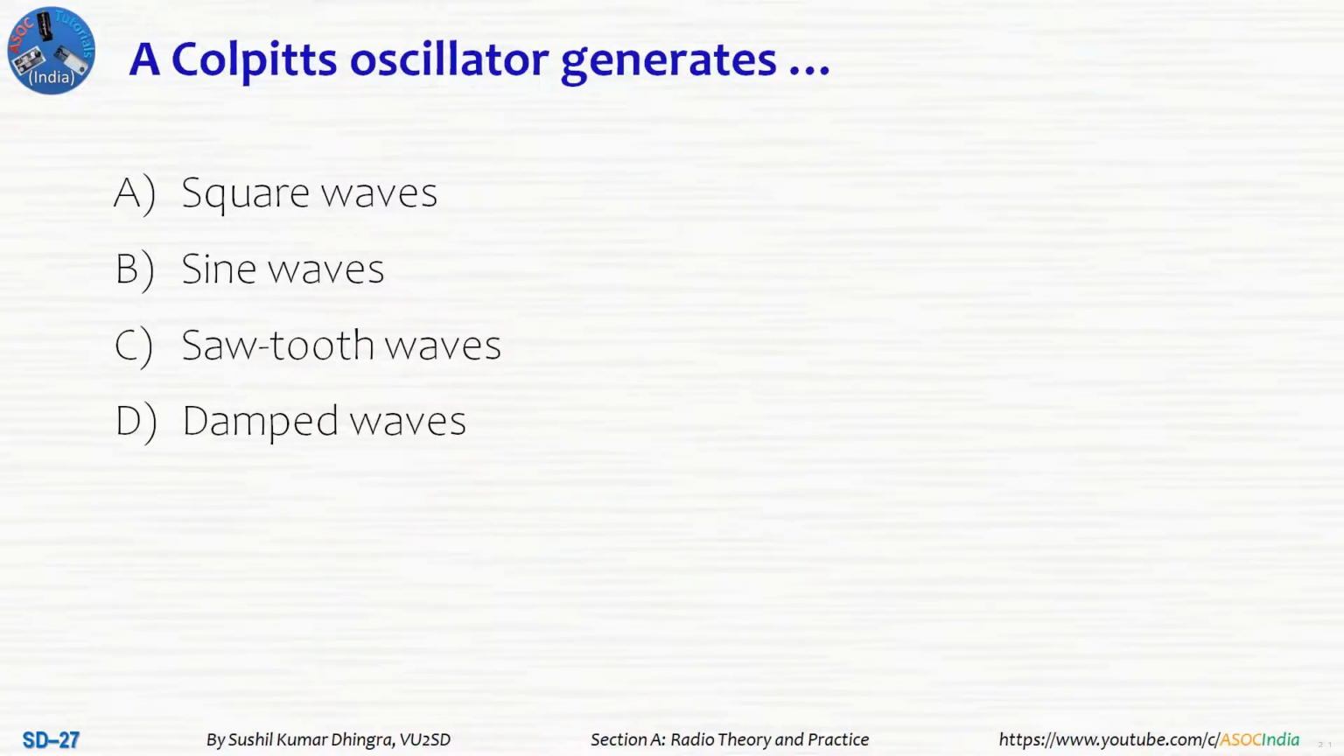Going next. A Colpitts oscillator generates what? Square wave, sine wave, sawtooth wave, damped wave. Your time starts now. Sine wave. All LC type tank circuit type oscillators produce sine wave. So keep it in your mind. So this was a good answer, good try by you.